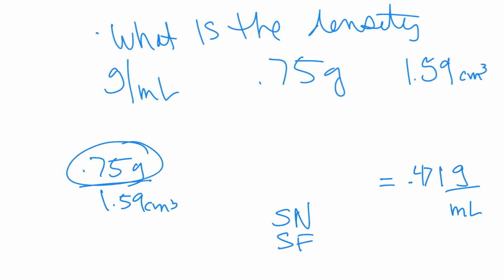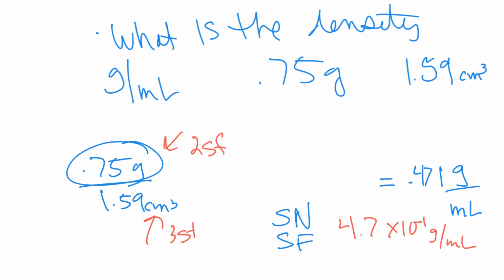So I'd be done with that unless my teacher said scientific notation with correct sig figs. This only has 2 sig figs, right? That's the least. This has 3. So my answer is going to have the least sig figs. So I'm going to put this in scientific notation, move the decimal, 4.7 times 10 to the minus 1 grams per mil. All right, so that's the easiest kind of density problem we can do.